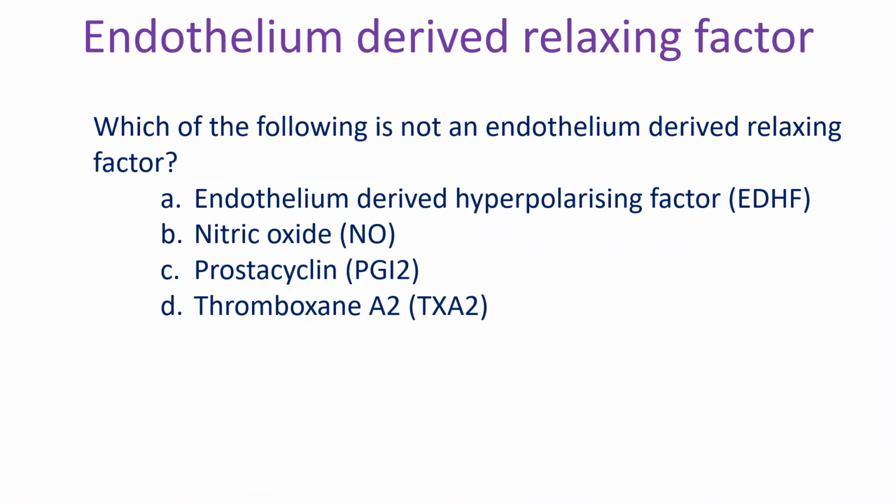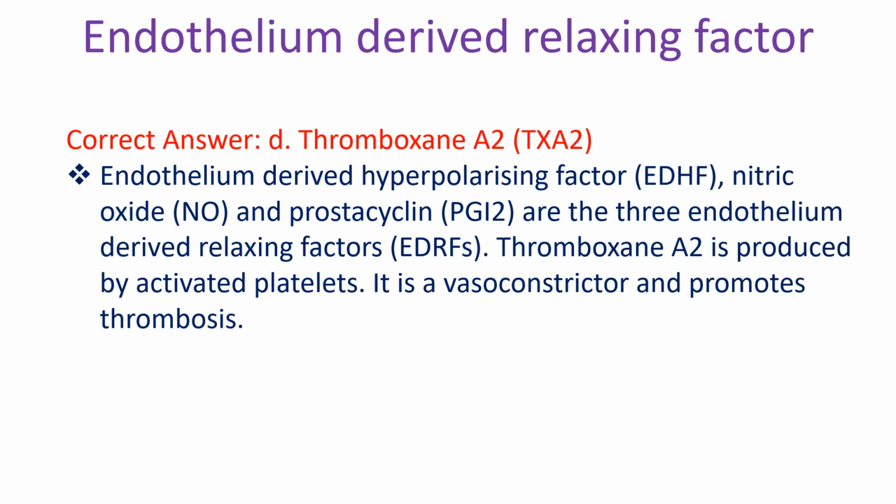Which of the following is not an endothelium-derived relaxing factor? A. Endothelium-derived hyperpolarizing factor. B. Nitric oxide. C. Prostacyclin. D. Thromboxane A2. Correct answer D. Thromboxane A2. Endothelium-derived hyperpolarizing factor, nitric oxide and prostacyclin are the three endothelium-derived relaxing factors. Thromboxane A2 is produced by activated platelets. It is a vasoconstrictor and promotes thrombosis.